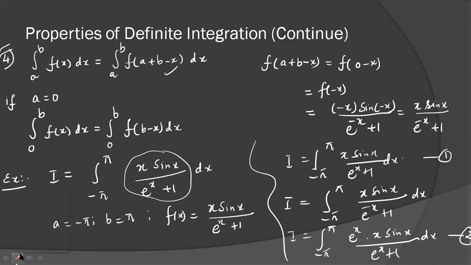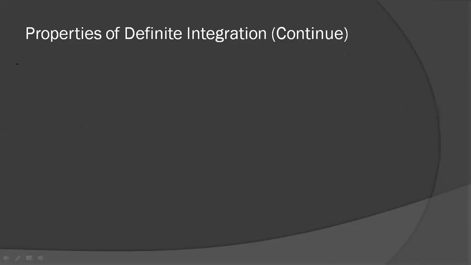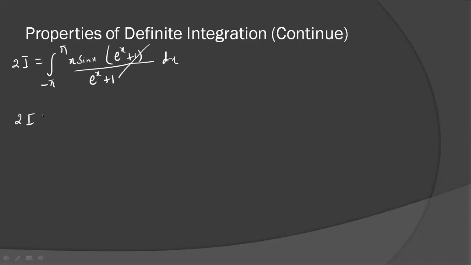So add 1 and 2 here. If you add 1 and 2, you will get 2I is equal to the integration from minus pi to pi. Your denominator is the same, e to the power x plus 1, and x sine x is the LCM. So it will be over e to the power x plus 1 dx, and this is going to be cancelled out. So 2I is the integration from minus pi to pi of x sine x dx.